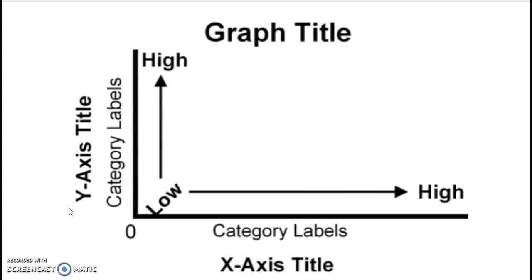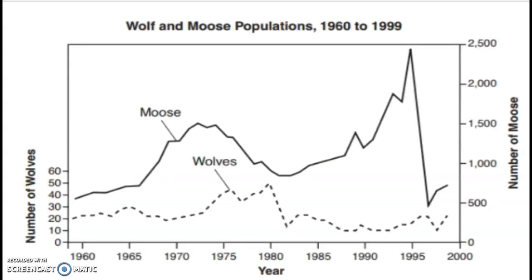Now remember the general pattern. If we start at the origin, going from left to right, the value should be increasing. From the bottom to the top, the value should be increasing. That's not always true, but that's just the general pattern. So let's look and see what a graph might tell us.